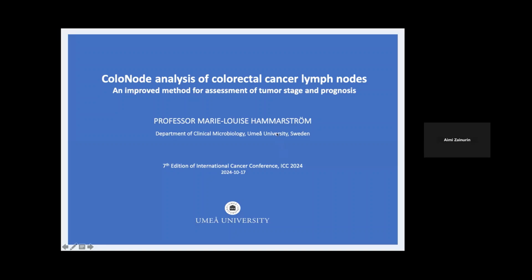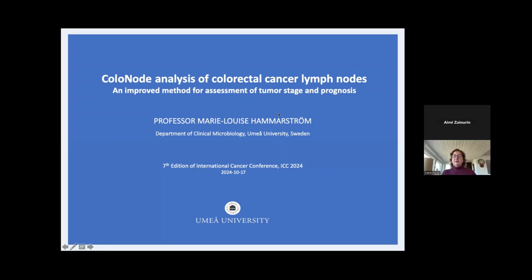And so I will talk about ColoNode, analysis of colorectal cancer lymph nodes, an improved method for assessment of tumor stage and prognosis.